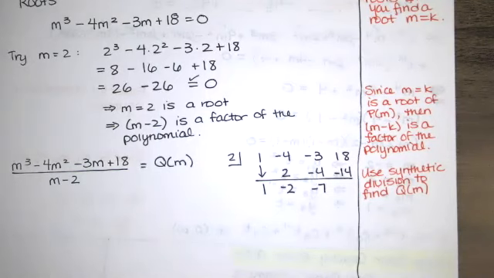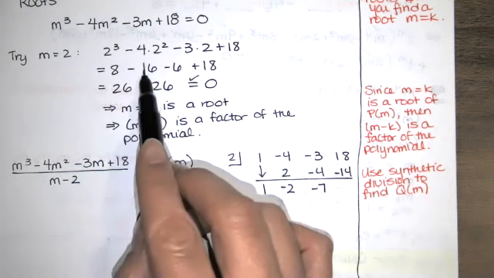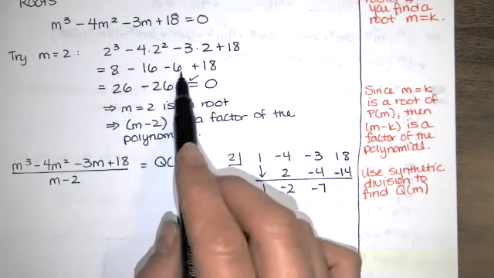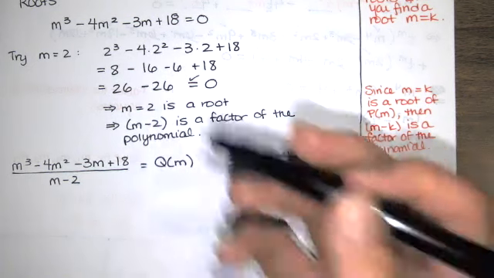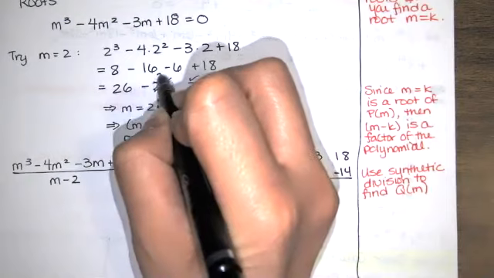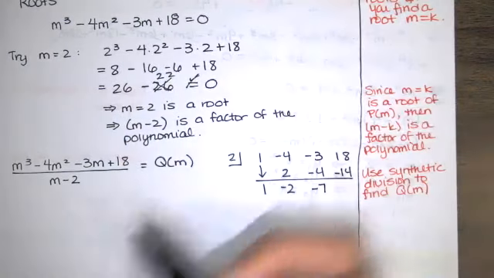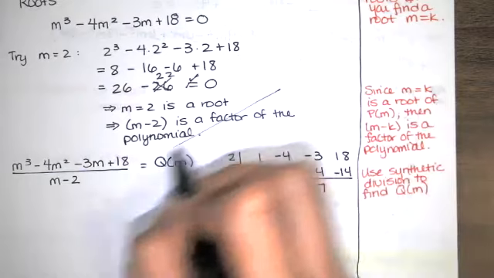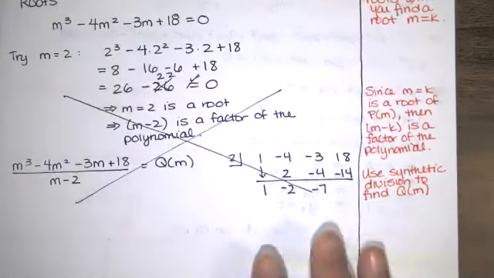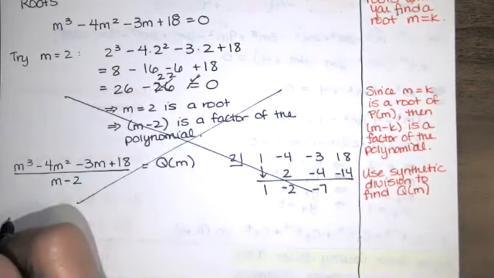I just caught it. I made an arithmetic mistake in my head. I don't know how I did that. I said that -16 minus 6 was -26, and it's absolutely not. That is -22. So that is not equal to 0. m equals 2 is not a root. Sorry about that. That happens sometimes.